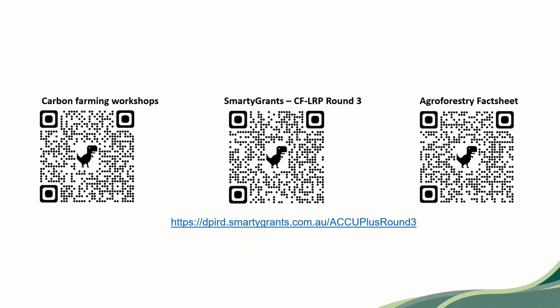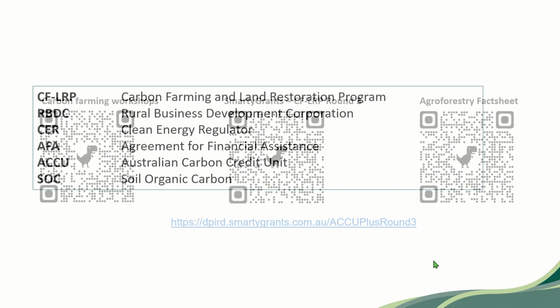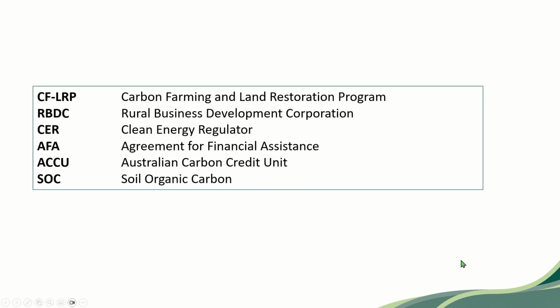So there are a couple of things I'd like to go through in preparation before you start your application form. So on screen now, you can see a few acronyms that we commonly use within our program. I'll just go through each of these quite quickly. So we have CF-LRP, which is the Carbon Farming and Land Restoration Program. We have the RBDC, which is the Rural Business Development Corporation. The Clean Energy Regulator, CER.